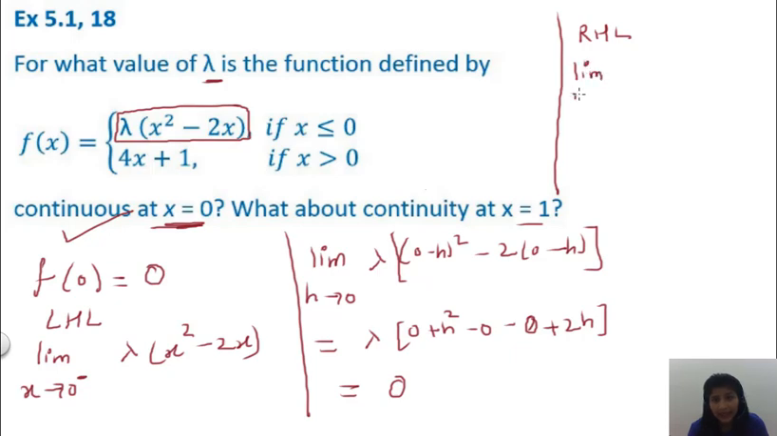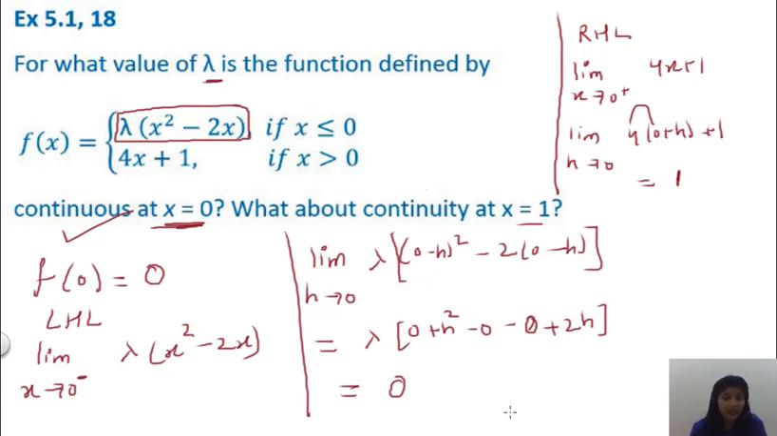Limit x tending to 0 plus. The function will be 4x plus 1. Limit h tending to 0. Instead of x, I will write 0 plus h, plus 1. So the answer that I get for this is 1, because 4 into 0 is 0, 4 into h value is 0, that is again 0. We are only left with 1.